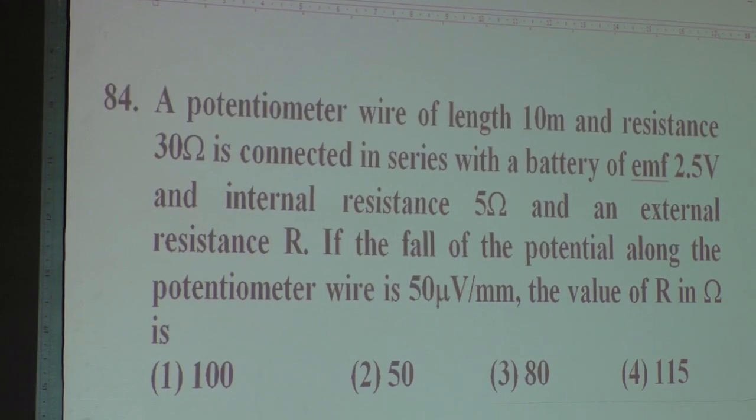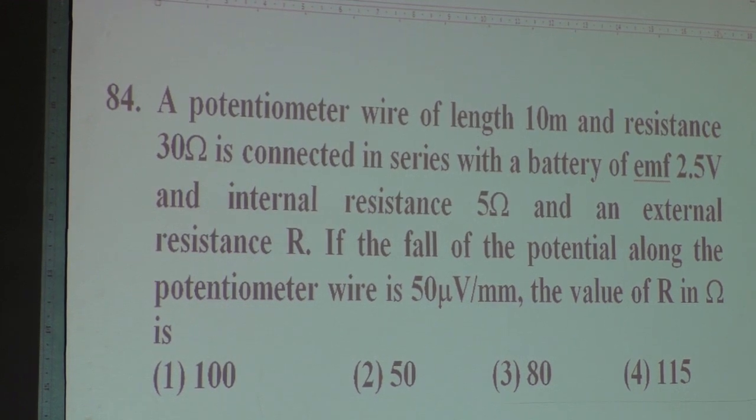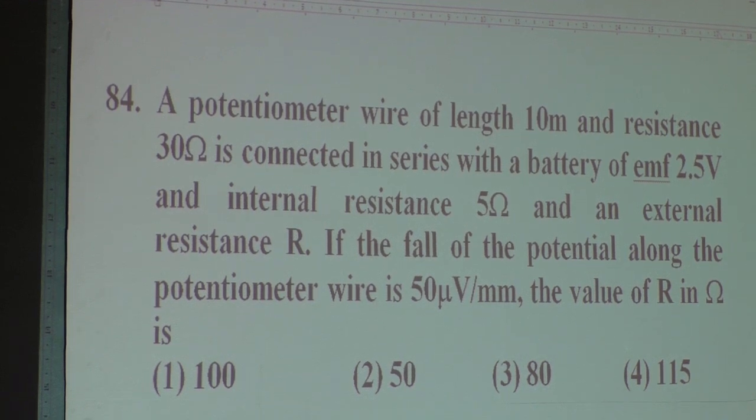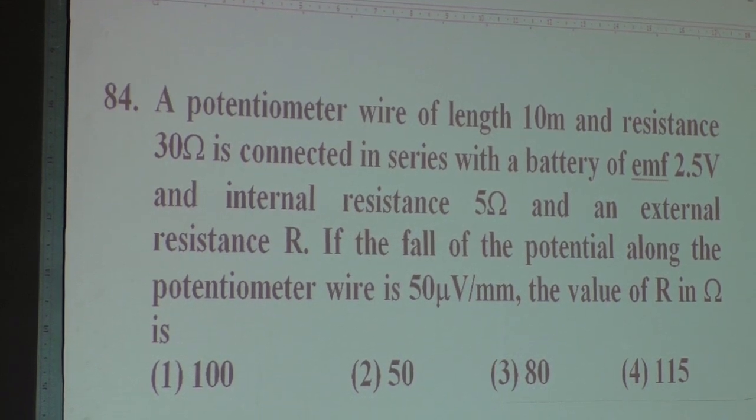A potentiometer wire of length 10 meter and resistance 30 ohm is connected in series with a battery of EMF 2.5 volt and internal resistance 5 ohm and an external resistance of R ohm. If the fall of the potential along the potentiometer wire is 50 microvolt per millimeter, then the value of R in ohm is.